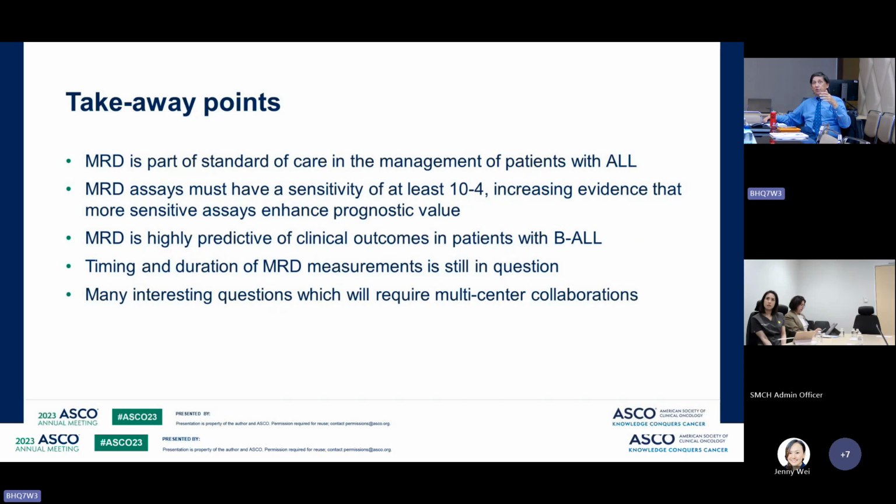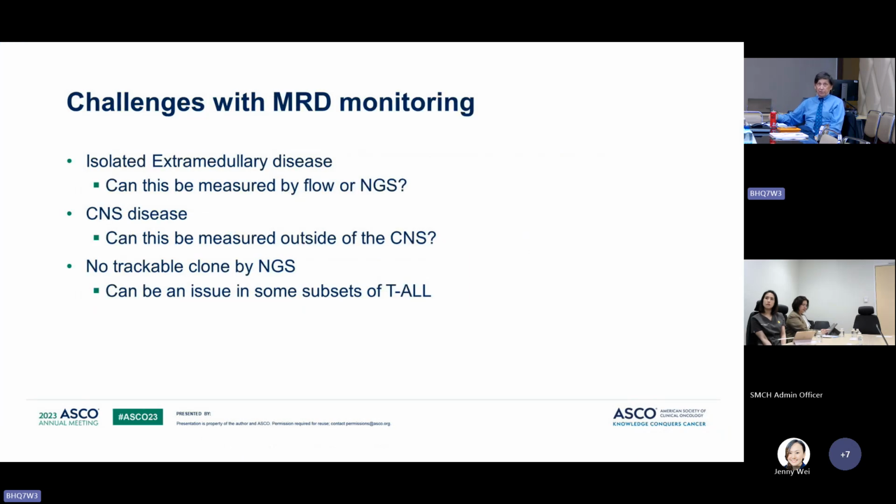MRD is part of standard of care. The MRD assay, whether you use flow cytometry or next-gen sequencing, needs a sensitivity of at least 1 in 10,000, with evidence showing that it is predictive of outcome. And you use that to guide your decision-making. What we don't know is when's the right time to be testing and how long you need to be testing. And ultimately, you need ongoing study.